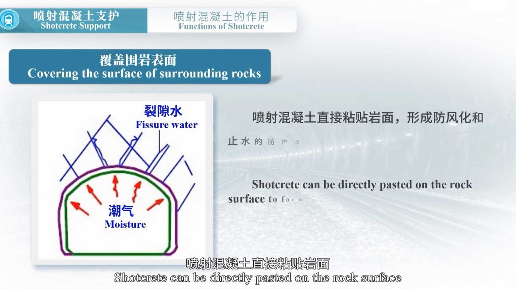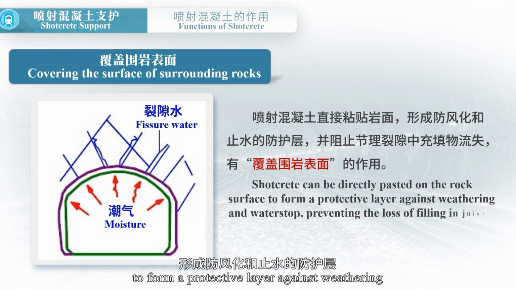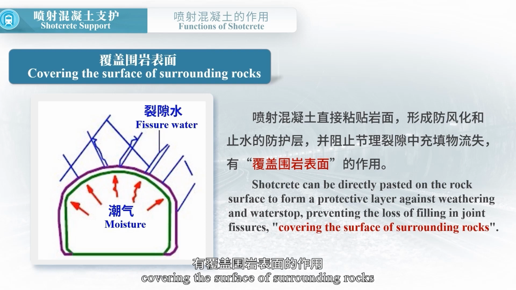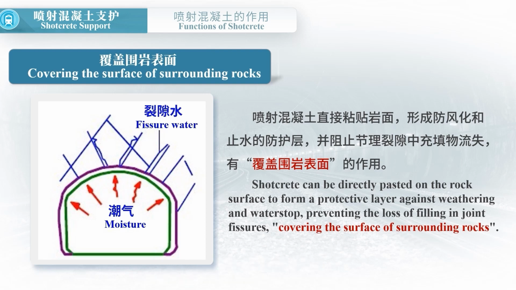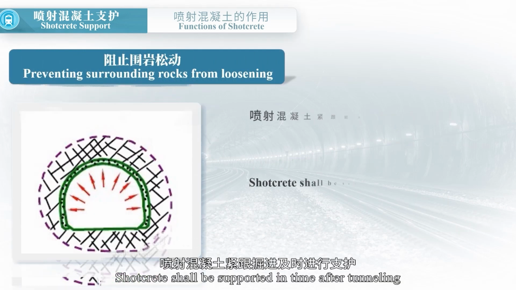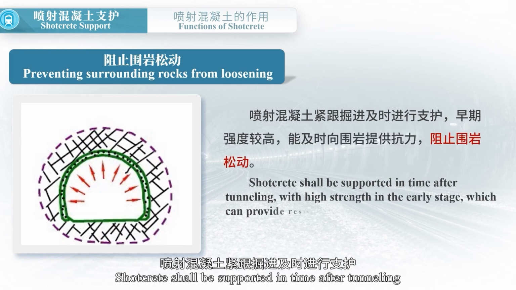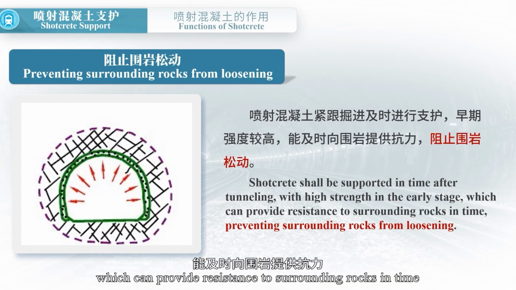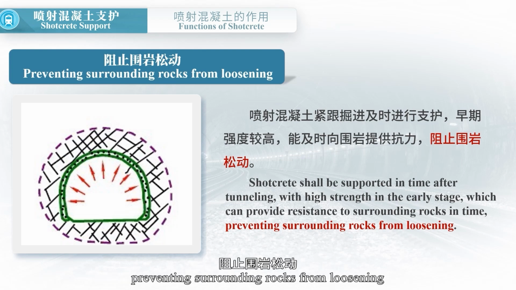Shotcrete can be directly pasted on the rock surface to form a protective layer against weathering and waterstop, preventing the loss of filling in joint fissures, covering the surface of surrounding rocks. Shotcrete shall be supported in time after tunneling, with high strength in the early stage, which can provide resistance to surrounding rocks in time, preventing surrounding rocks from loosening.